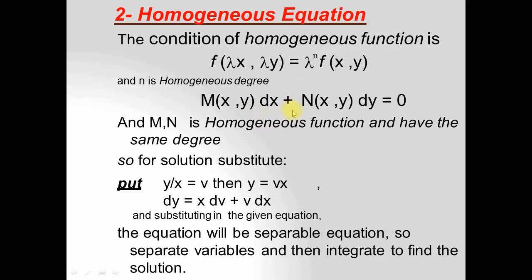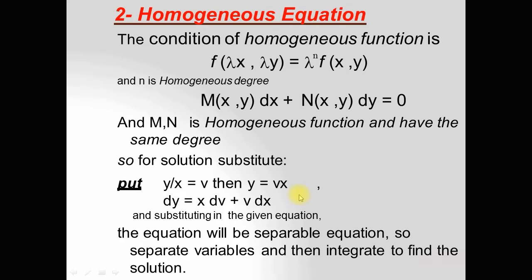And for the solution of a homogeneous equation, first of all, we write the function in the form of y by x, then substitute y by x is equal to v, then y is equal to vx, and dy is equal to x dv plus v dx. It means that dy by dx is equal to v plus x dv by dx. After using these substitutions, we obtain a new differential equation in the variables v and x, and that equation will be easily separable, and then we can solve it by taking the integration.